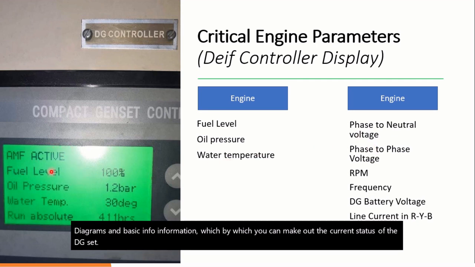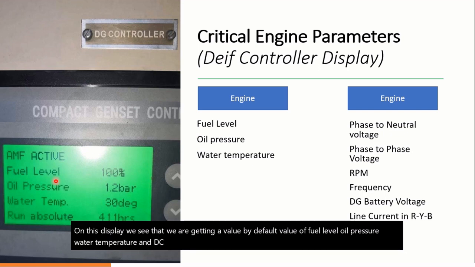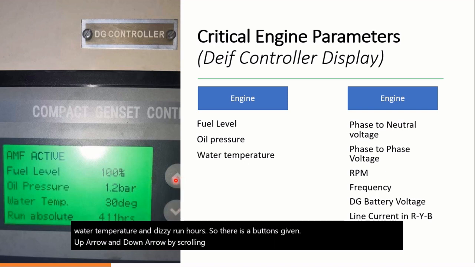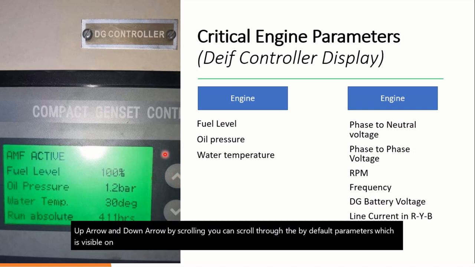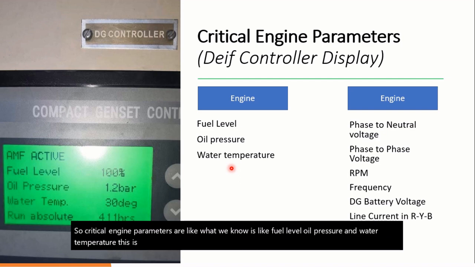On this display we see default values of fuel level, oil pressure, water temperature and DG run hours. There are buttons given, an up arrow and a down arrow. By scrolling these you can scroll through the default parameters visible on the display. The critical engine parameters, as we know, are fuel level, oil pressure and water temperature. These are the most critical parameters of the DG sets.